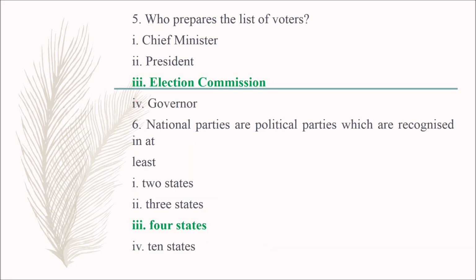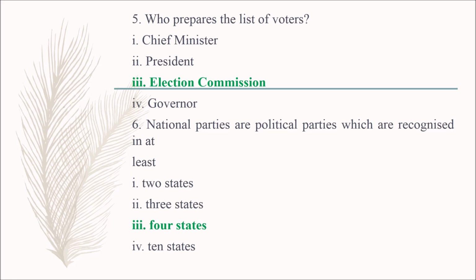Question number 5. Who prepares the list of voters? Option 1. Chief Minister. Option 2. President. Option 3. Election Commission. Option 4. Governor. So the correct answer is option 3. Election Commission.